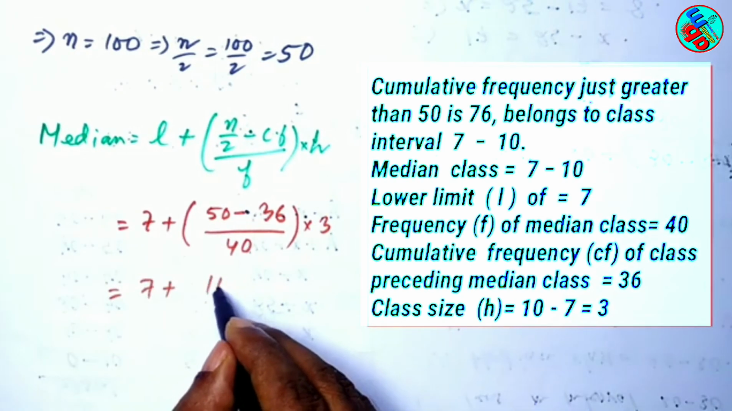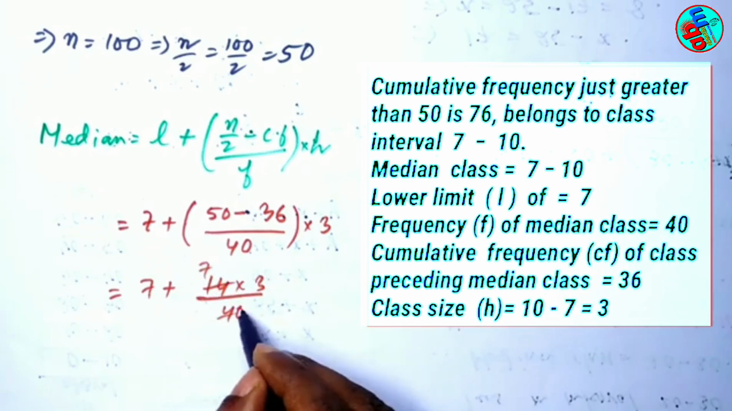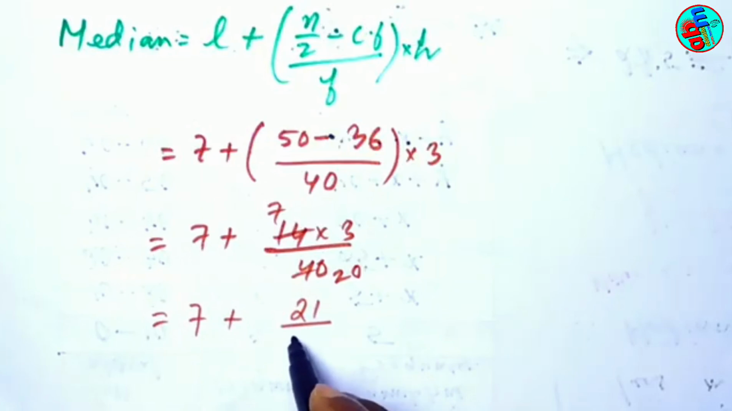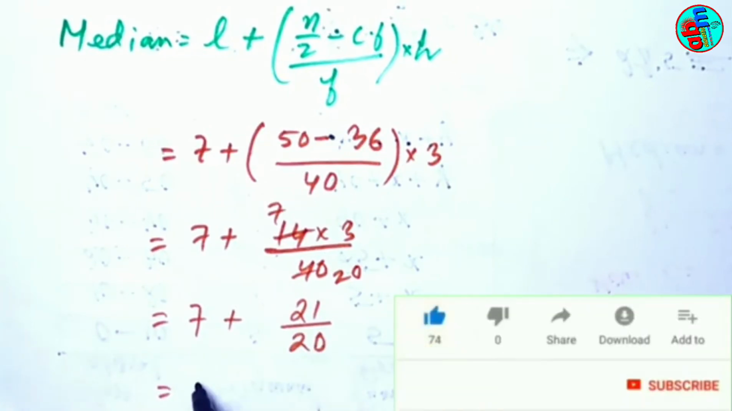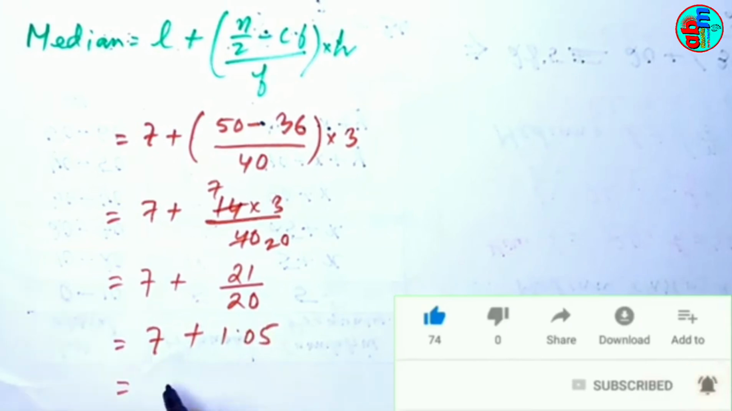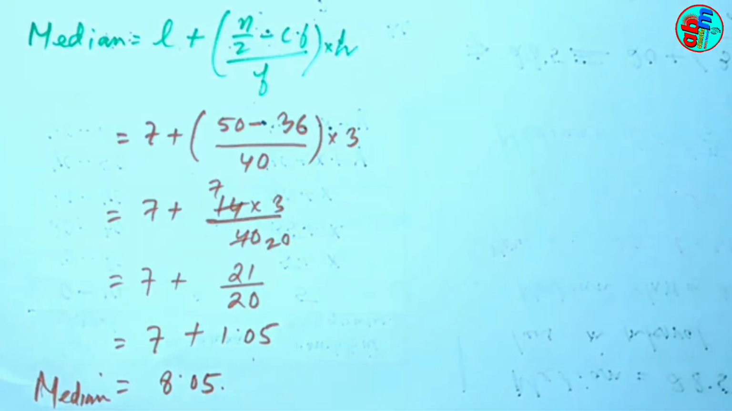50 minus 36, 14 into 3 divided by 40. 2 7 is 14, 2 20 is 40. So we have 7 plus 7 3 is 21 divided by 20. If we divide this 21 by 20, we get 1.05. So the total of these two is 8.05. This is our median. Now let us calculate the mean.